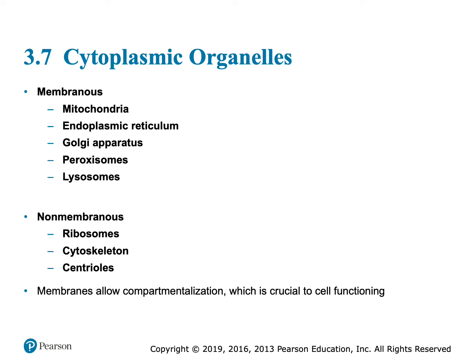So, membranous organelles are going to be the mitochondria, the smooth and the rough endoplasmic reticulum, Golgi apparatus, peroxisomes, and lysosomes. Now, we didn't talk about the peroxisomes in lab, but we are going to talk about them in lecture. The non-membranous ones, so the ones that don't have a phospholipid bilayer surrounding them, are going to be the ribosomes, any kind of cytoskeleton, because we have different kinds of cytoskeleton, and the centrioles.